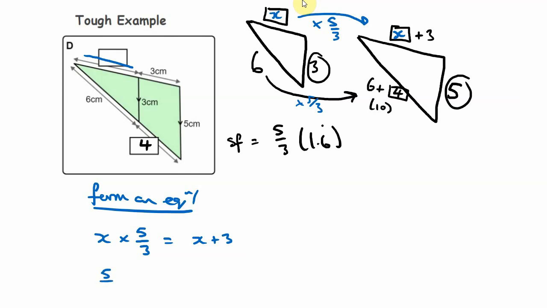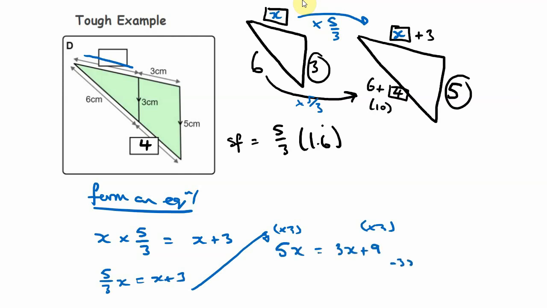So we've got 5 over 3 x equals x plus 3. Let's times by 3 to both sides to get rid of this fraction. So I'm going to have 5x equals 3x plus 9. Then I'm going to take 3x from both sides. So 2x equals 9. Then I'm going to divide by 2. So x equals 4.5.